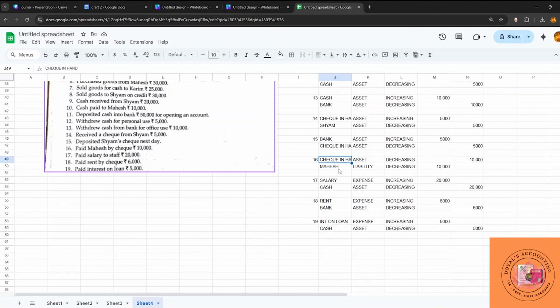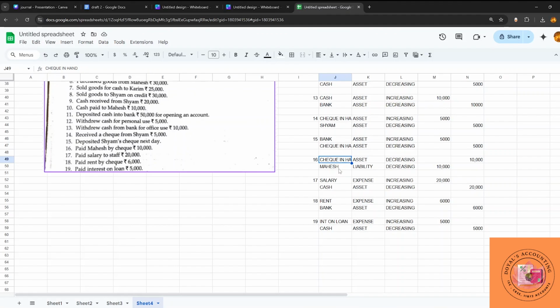Next we have rent. Paid rent by check. Same principle. Rent is a nominal account and rent being an expense, it will be debited. Bank is a real account. Money is going out. Credit what goes out, so bank will be credited. The journal entry will be rent account debit to bank account.